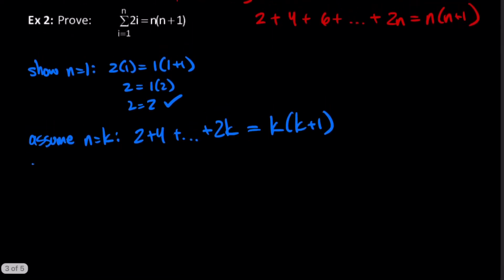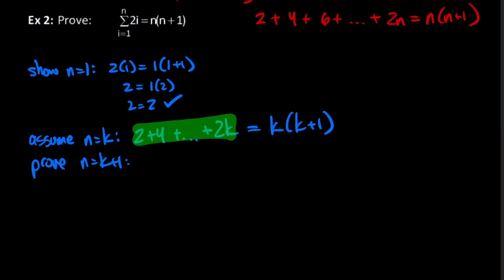Next, we prove this works for n equals k plus 1. Now remember, you must include all of this in the next step. So I'll start by taking 2 plus 4 plus dot dot dot plus 2k plus, what would the next term be? It's going to be 2 times k plus 1. That's going to go right here. 2 times k plus 1 equals.